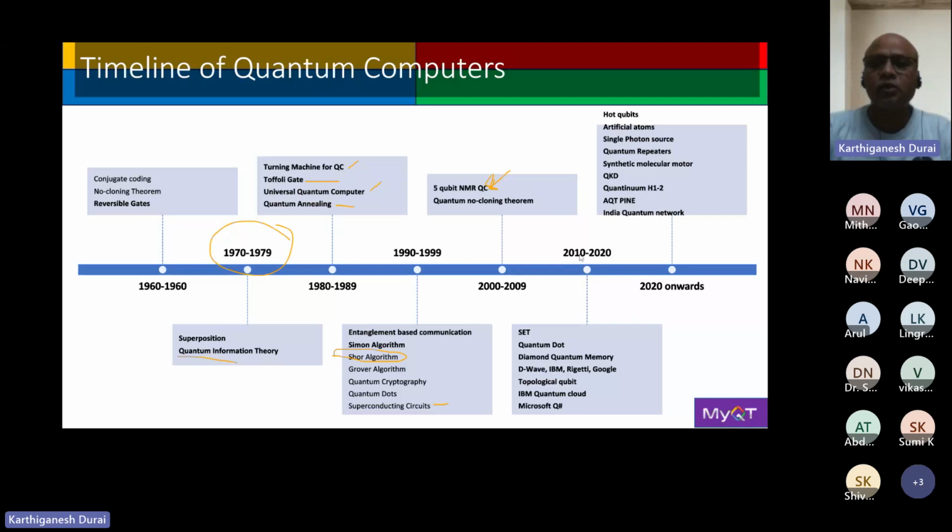Then in 2010 to 20, very important inventions or discoveries were made. SET. SET means single electron transistor. So with one single electron, they are able to fabricate a transistor using a single electron. Then quantum dots were improved during 2010 also. Then diamond quantum memory. See, this is very interesting, and this is one of the most recent discoveries or inventions. They are able to build quantum memory in diamond.